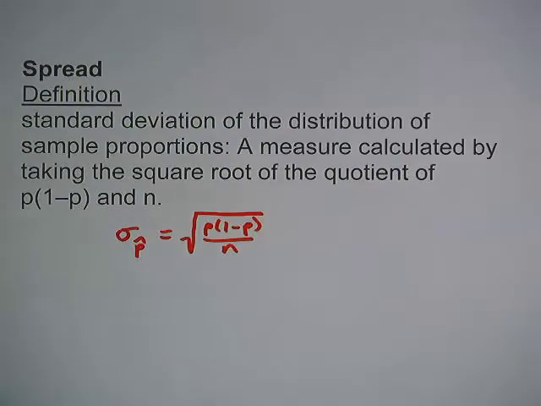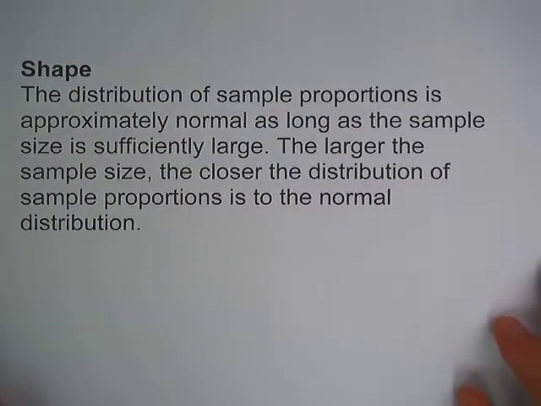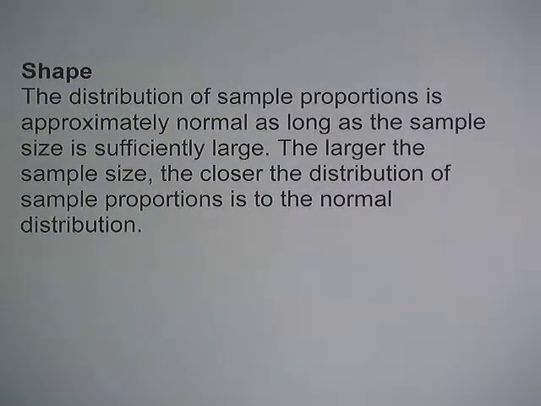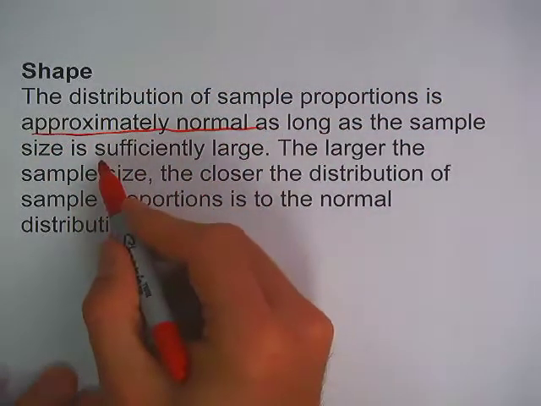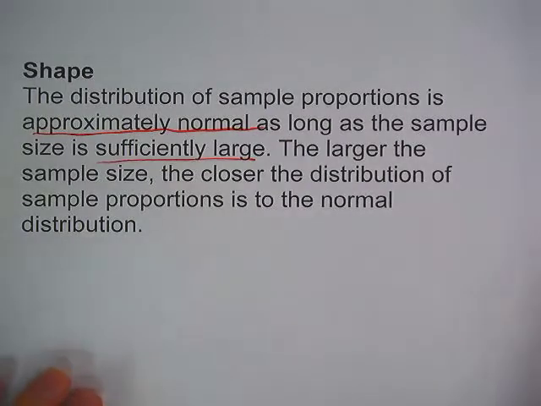All right, so we have the center, the spread, and then the last thing we like to talk about is the shape. And like always, we want the shape to be normal. So the distribution of sample proportions is approximately normal, as long as the sample size is sufficiently large. The larger the sample size, the closer the distribution of sample proportions is to the normal distribution.